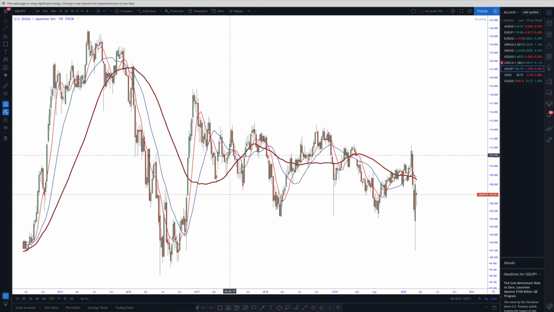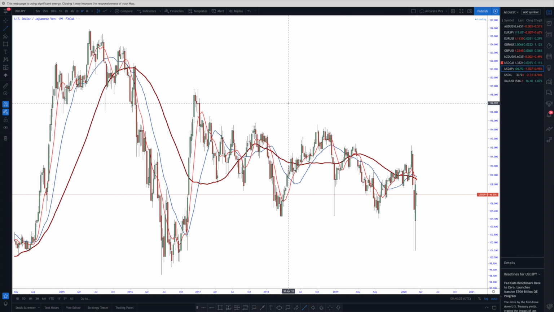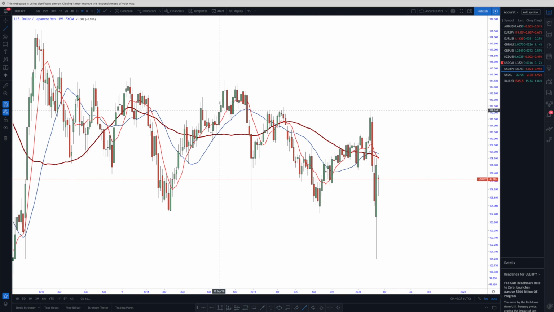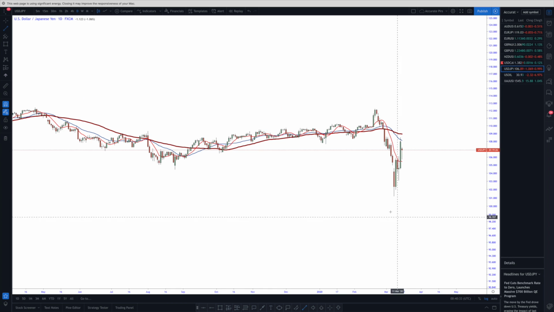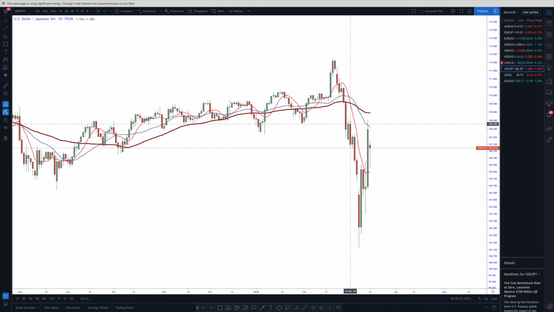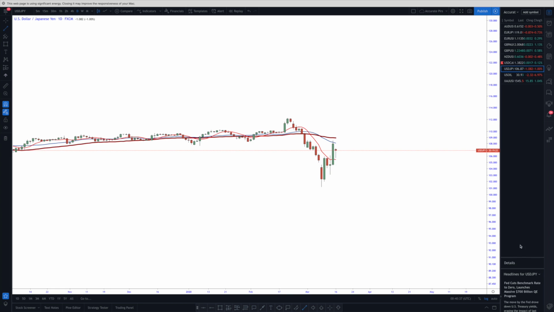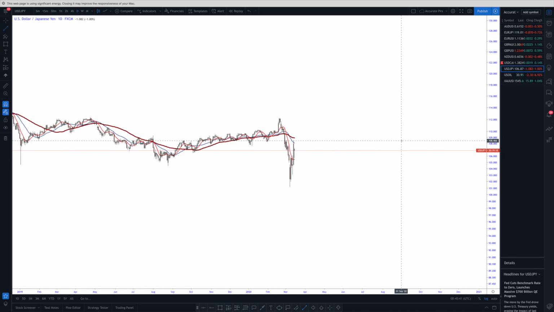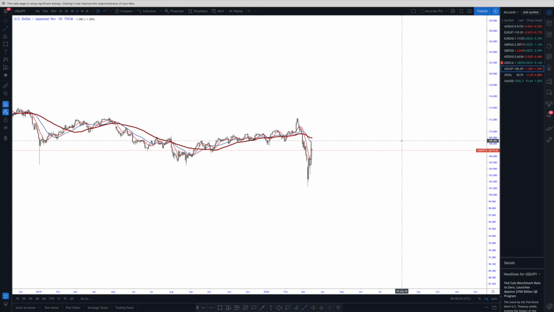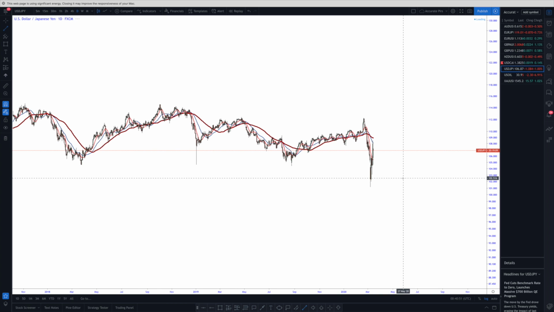USD JPY, and yet again, not really seeing much on this pair. I'm probably gonna stay away from this pair. Not really seeing much on this.